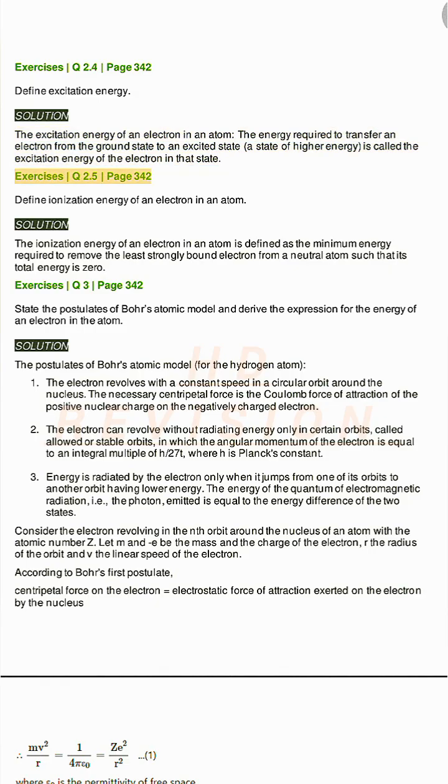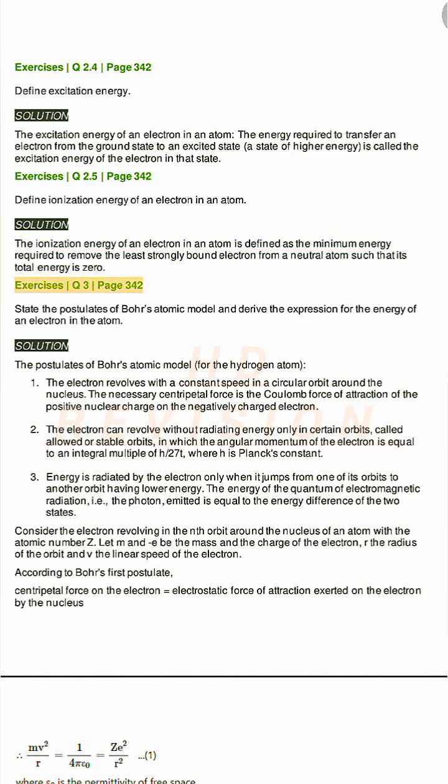Exercises Q2.5, page 342. Define ionization energy of an electron in an atom. Solution. The ionization energy of an electron in an atom is defined as the minimum energy required to remove the least strongly bound electron from a neutral atom such that its total energy is zero.